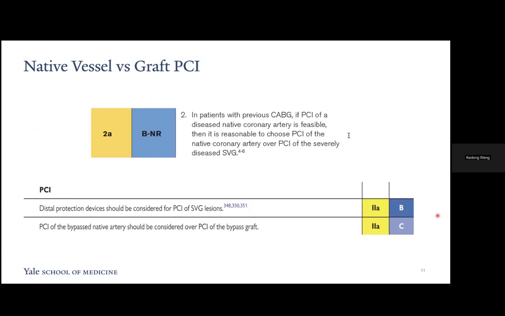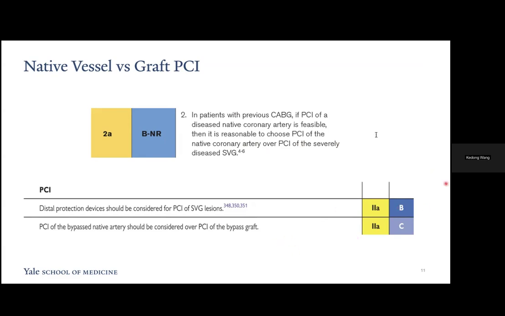So regarding native vessel versus graft PCI, we talked a little bit about that in that one particular Mayo Clinic trial that we showed where native vessel PCI was superior to graft PCI. So there's recommendations about that as well. The American guidelines state that PCI of the native artery should be considered over PCI of the bypass graft when feasible. And the ESC guidelines are generally the same.